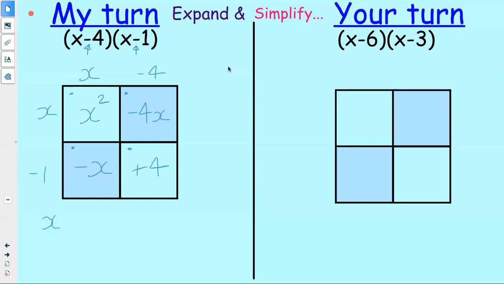So you've got x squared, subtract 4x, subtract x, add 4. Be careful with negative numbers here. If you're on negative 4x and you take another x away, you'll be on negative 5x. And add 4. Final answer. Write that down as your example, please. Pause it now and do your turn on the right hand side.